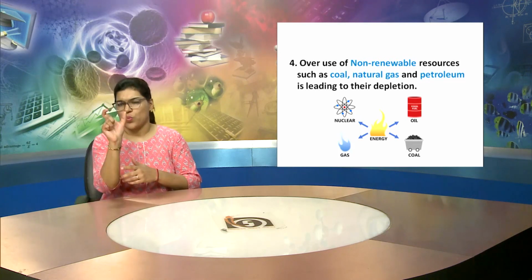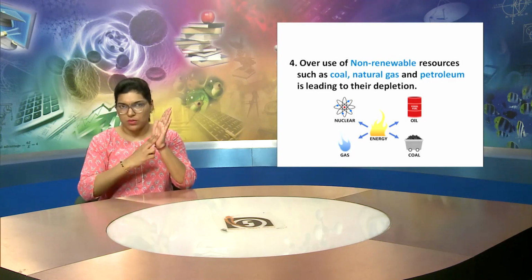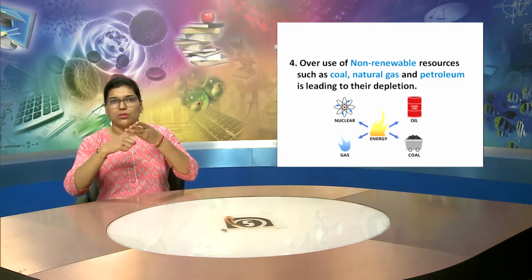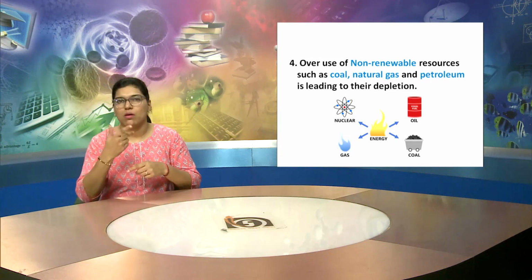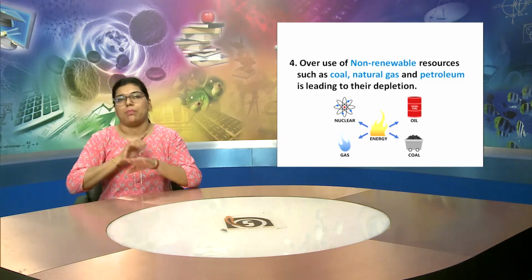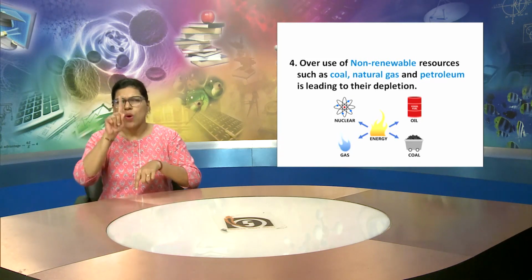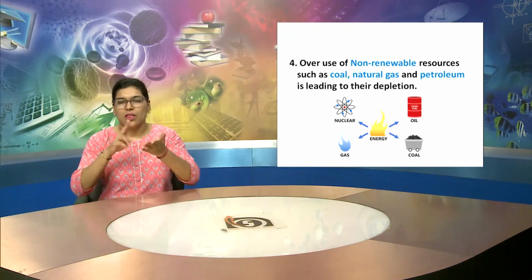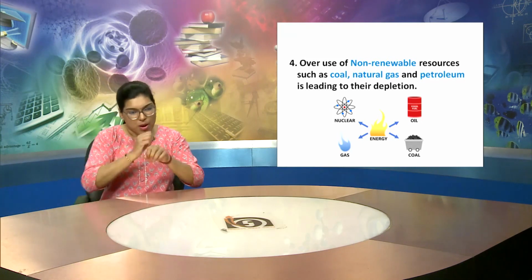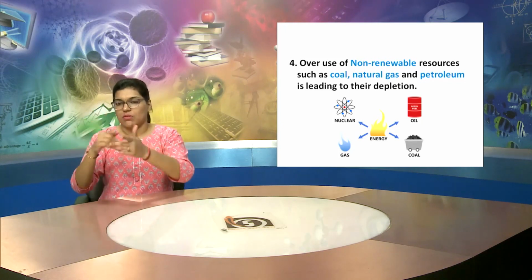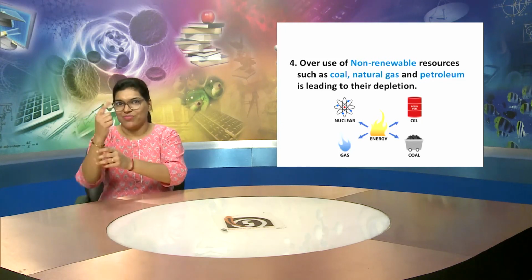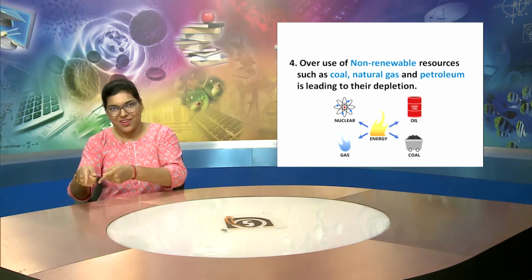Now this is the fourth point which is on the screen. It is about the overuse of non-renewable resources. All these non-renewable resources are those resources which cannot be renewed. They are only for one-time use, just like coal, natural gas and petroleum.